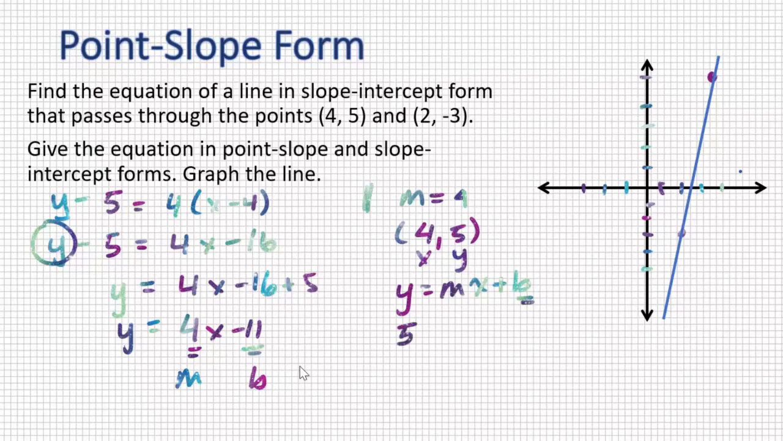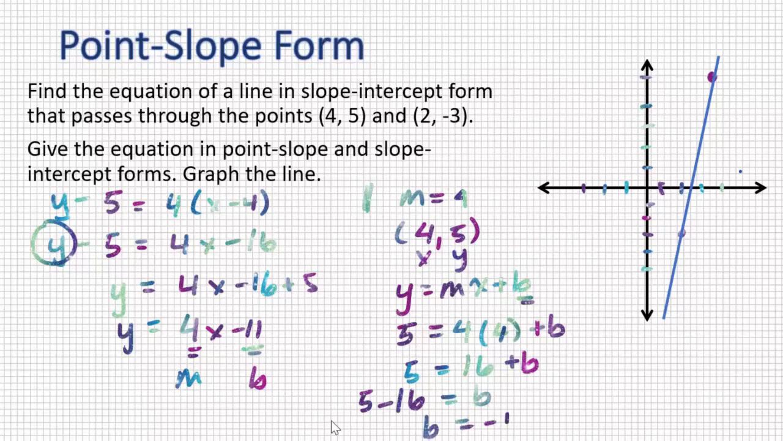So I'll substitute in 5 for y. I could use either point here. 4 for the slope, of course. 4 for the value of x. And I'll solve for b. If 5 is equal to 16 plus b, moving 16 over to the left by subtracting 16 from both sides gives me 5 minus 16 is equal to b. And finally, b is equal to negative 11.